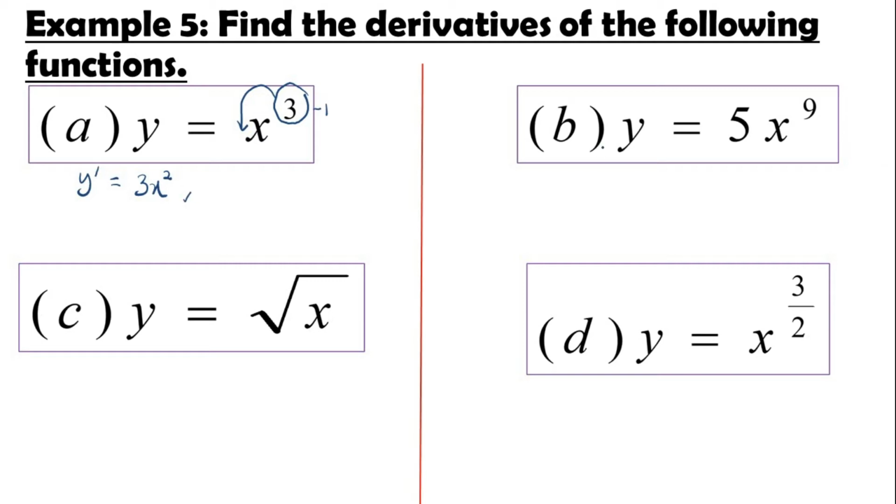Okay, part B, we have y equal to 5x to the power of 9. Following the same rule, 5 here is basically just a constant. It does not affect your basic rule. So bring your power to the front and then all power minus 1. So our y prime here would be 5 times 9 times x to the power of 8. And your final answer here would be 45x to the power of 8.